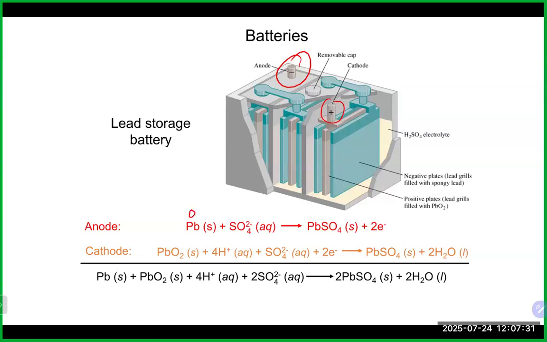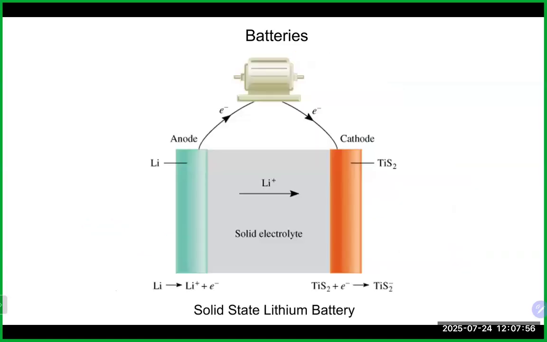Again here, lead going from 0 to +2, getting oxidized. And on the back end here, it is this lead that's going from +4 back to +2 and getting reduced. Once again, much like the other ones, a lot of solids and liquids were made here. And again, that's really good for long life and rechargeability of batteries.